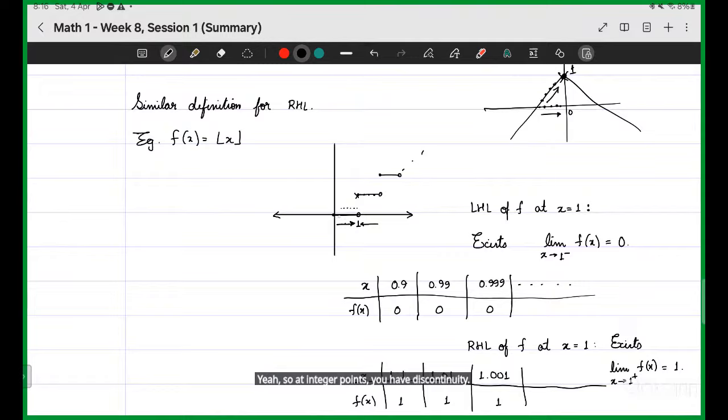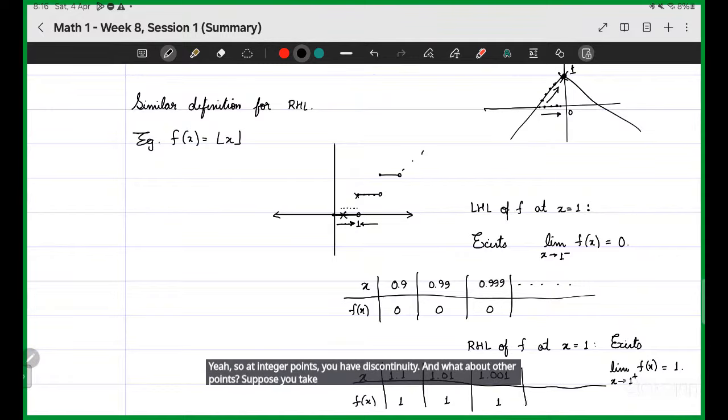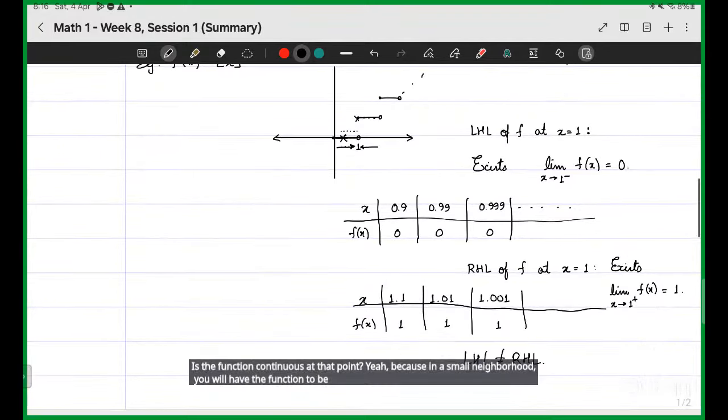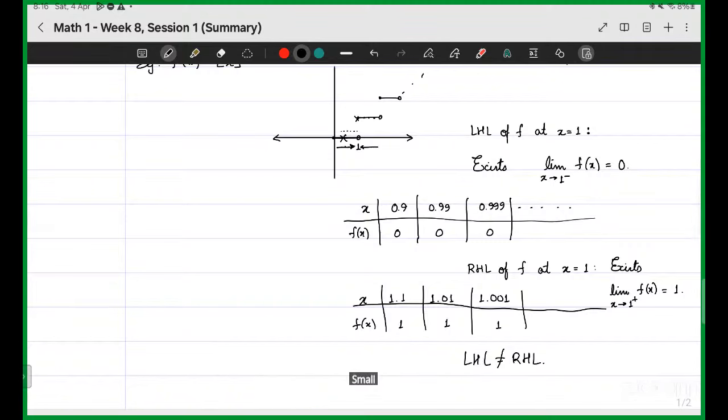What about other points? Suppose you take something like 0.5. Is the function continuous at that non-integer point? Yes, sir. Yeah, because in a small neighborhood, you will have the function to be a constant function. Small neighborhood meaning some interval around that point.